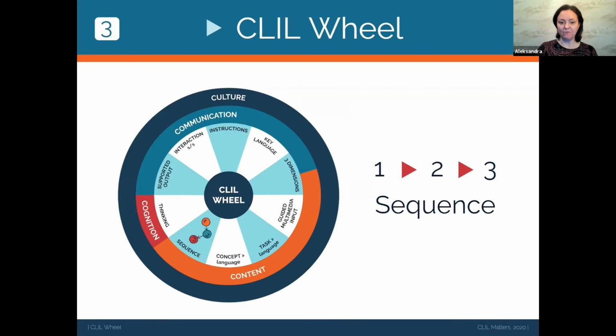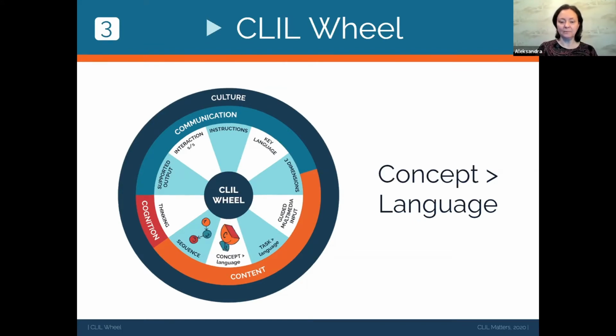So that's a big thing for language teachers to think about, okay? When planning using CLIL, plan it as a sequence of lessons. The next two, so concept bigger than the language and the task bigger than the language, might be something language teachers might struggle with. Put away your language, look at the content first, and the language will be dictated by the content, by the concept you want to teach.